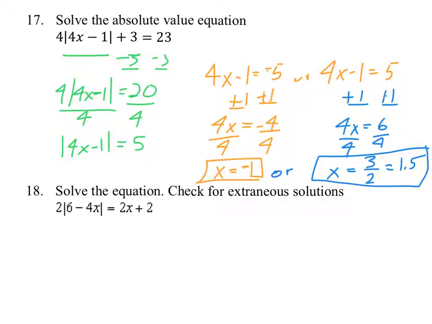So either -1 or 3/2. Those are both solutions that work for x. And again, I know that they are not extraneous because once we got it isolated down, and really it's at this point here, we can see the absolute value equals a positive, so we're guaranteed two solutions.